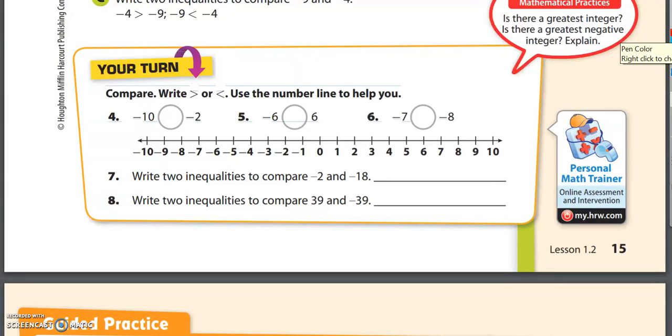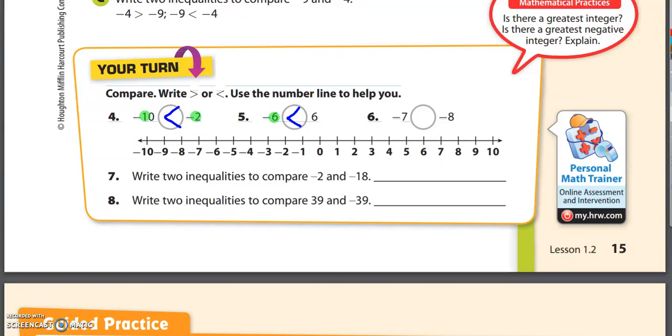Your turn. Compare. Write the greater than or the less than symbol. Use the number line to help you. So what I'm going to do here is simply put in these numbers. I'll just use a highlighter. I'm going to put in negative 10 right here, negative 2 right here, and negative 2 is farther to the right, which makes it the greater value. Now I'm going to erase these, and I'm going to use highlighter again. I've got negative 6 and positive 6. Positive 6 is farther to the right on the number line, so it's the greater value.